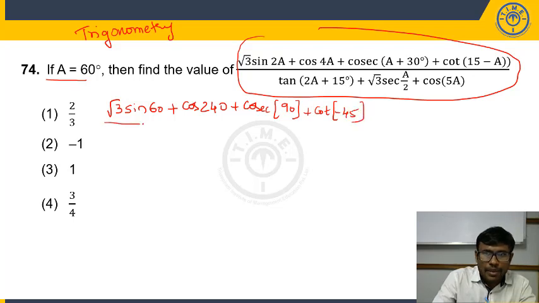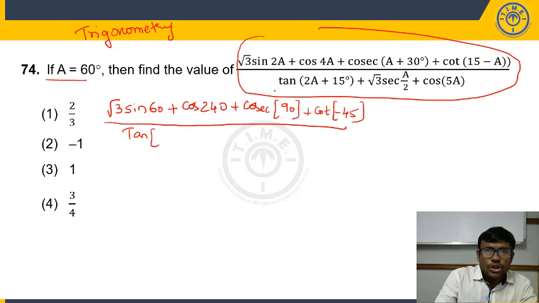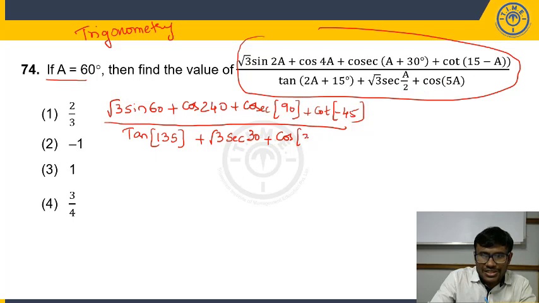By tan 2A plus 15. That is 2 into 60, 120 plus 15. That is 135. Plus root 3 into secant A by 2. A was 60. So 60 by 2, that is 30. Plus cos 5A. So 5 into 60, that is cos 300.